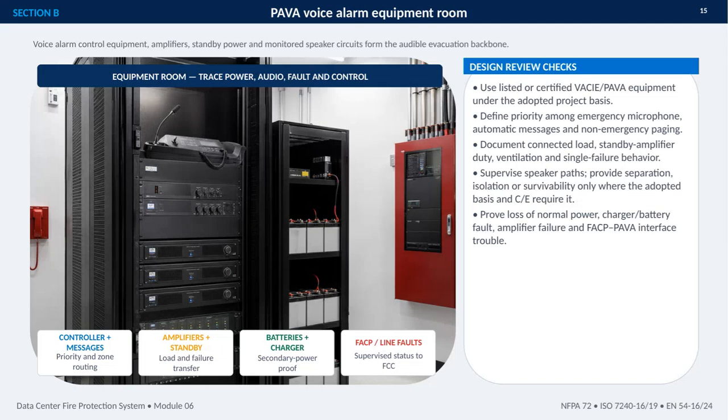This section focuses on the PAVA, or voice alarm, equipment room, which forms the audible evacuation backbone of the fire protection system. The room brings together the controller, message storage, amplifiers, standby power, and supervised speaker circuits. The key design objective is a clear, traceable chain from power and control inputs to the audio delivered in each zone. During review, I would confirm that the equipment is listed or certified under the project's adopted basis, and that priority is defined between emergency microphones, automatic messages, and routine paging.